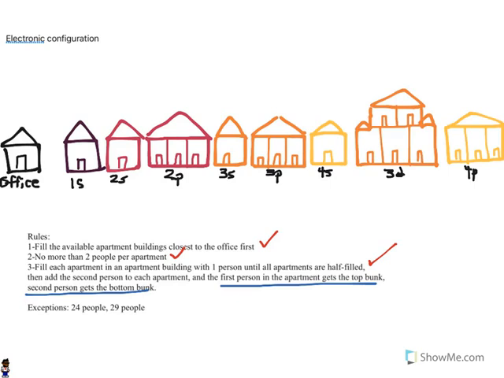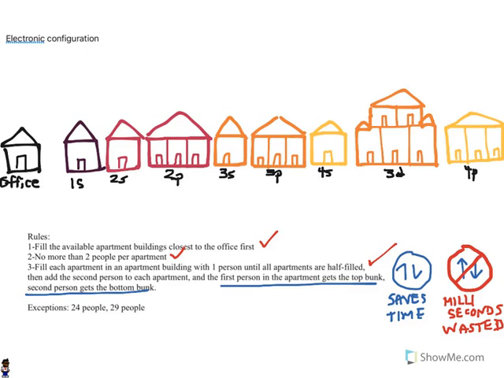And to make it pretty simple for ourselves, instead of drawing actual little people, we'll just go ahead and draw an up arrow for top bunk and a down arrow for bottom bunk. And yes, I know those are half arrows. Trust me, in the long run, you're going to be drawing a lot of arrows. It'll save time. And of course, we have those exceptions when we have 24 people or 29 people.